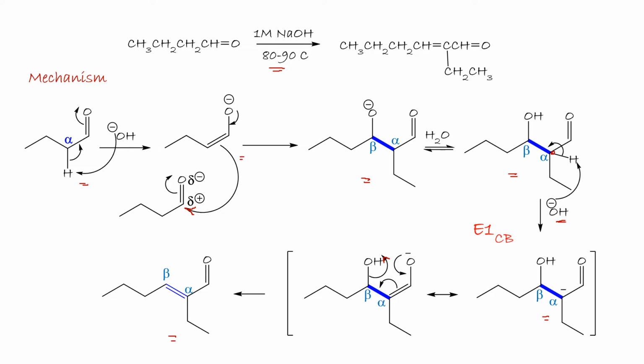The loss of water here proceeds via what we call unimolecular elimination, unimolecular conjugate base. So the first step is actually forming the conjugate base from that acid, then it loses the OH to form the final product.